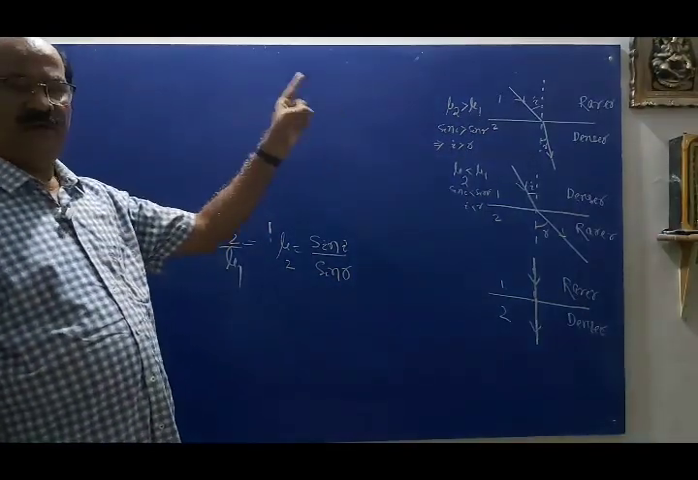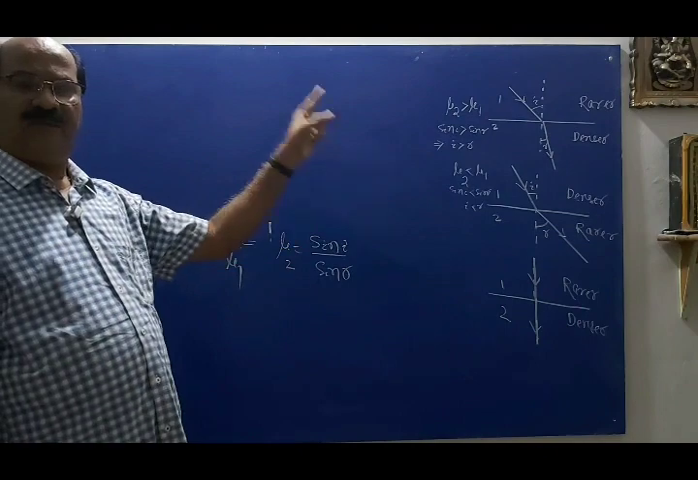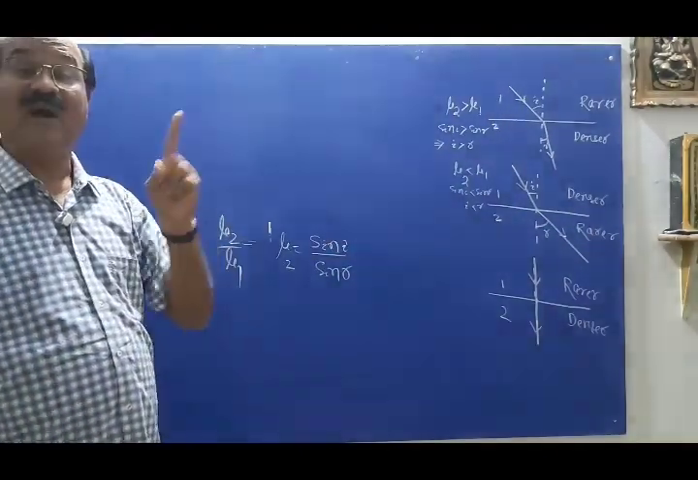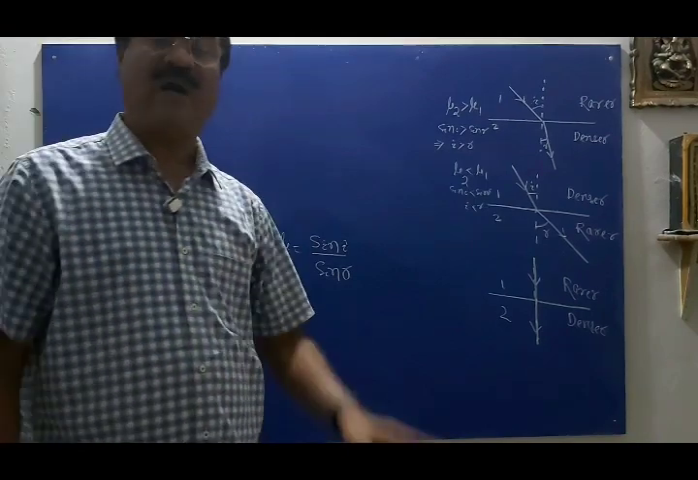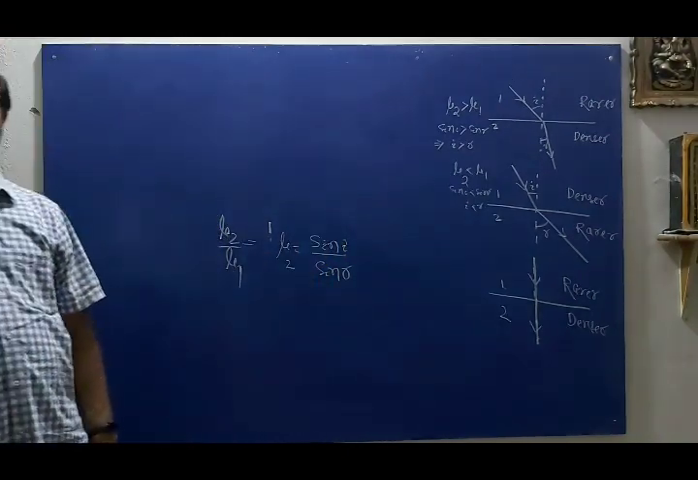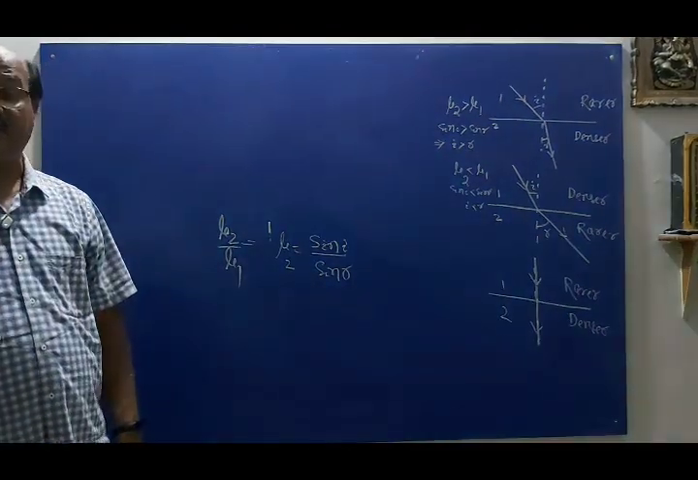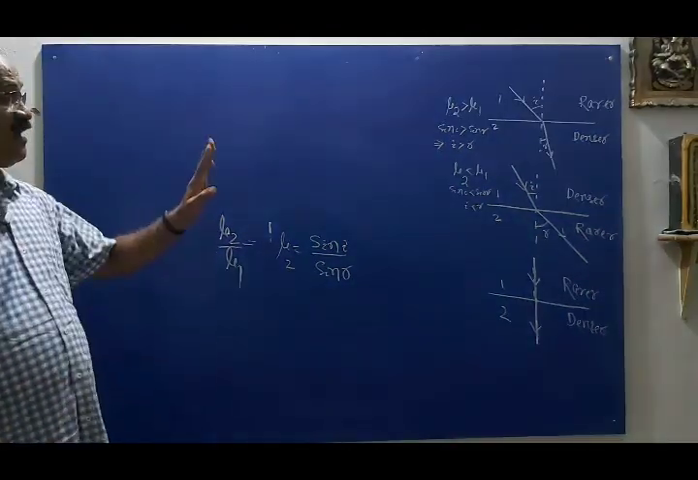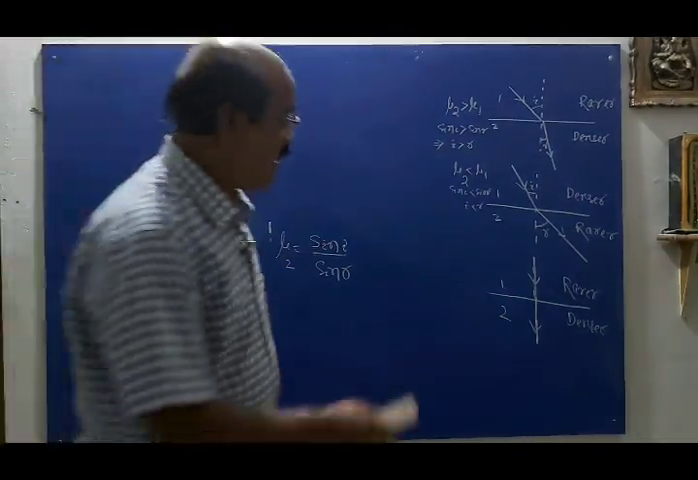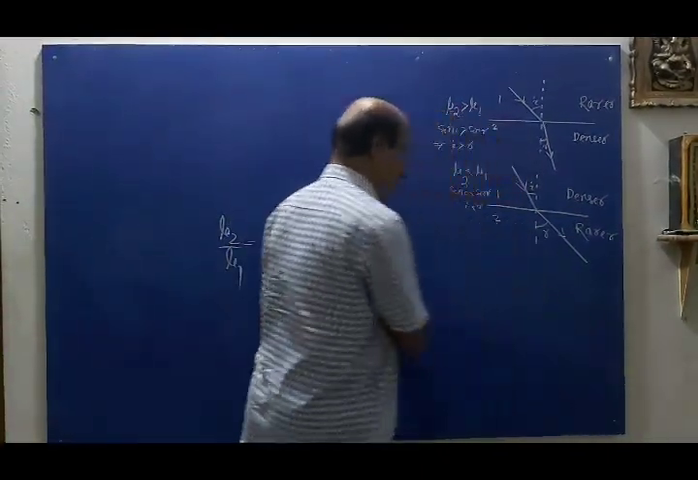So whenever a ray of light passes from one medium to another medium, why is there a change in the path of light? Why is there a change in bending? We will apply Snell's law, as a first case. The last case is not required.